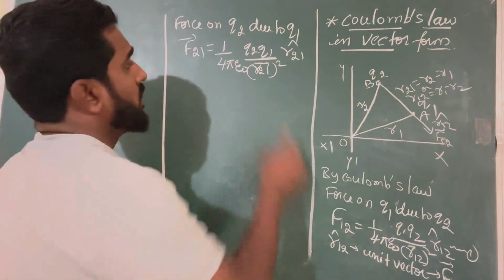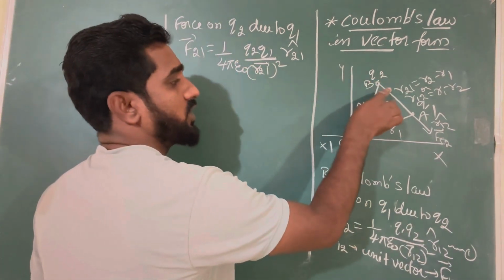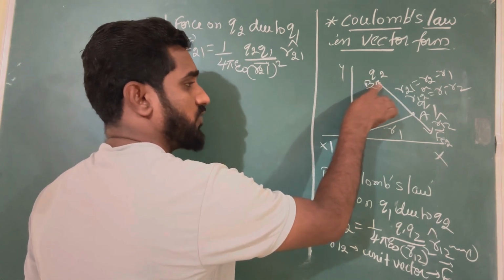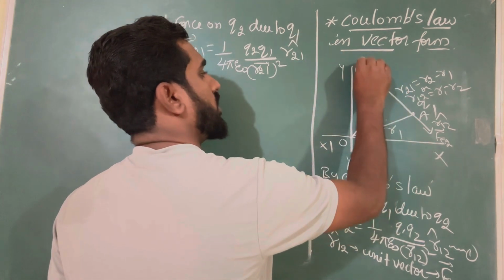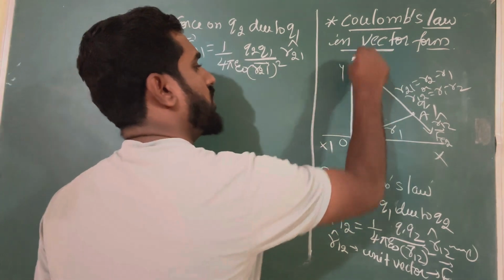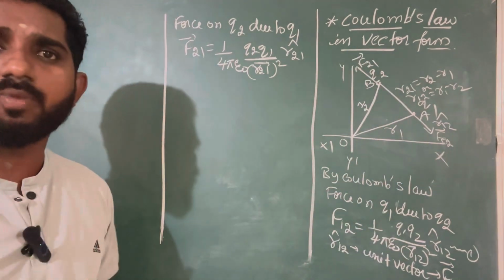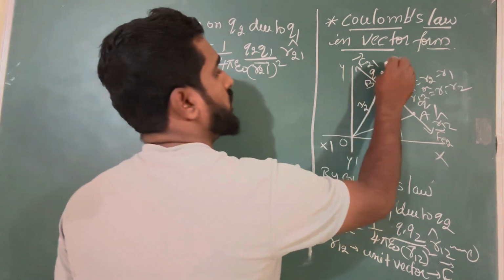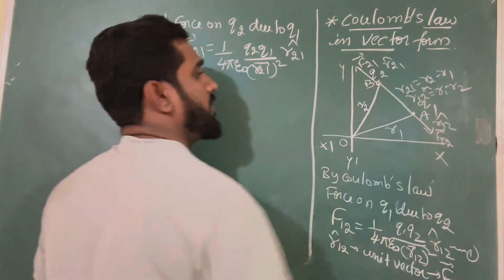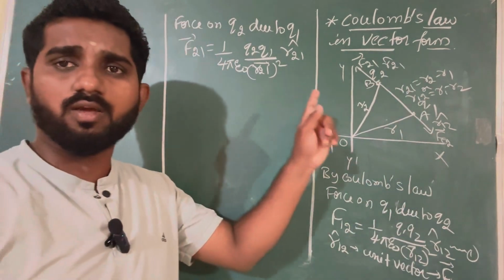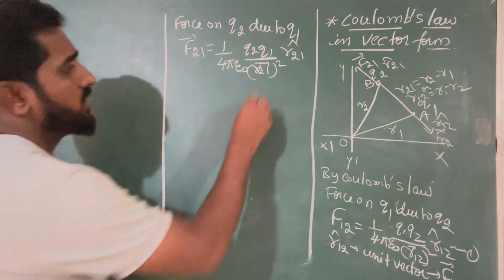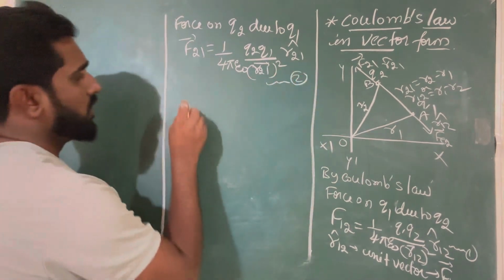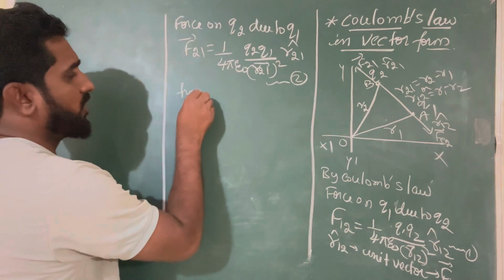Similarly, the second force, that is the force on charge q2 due to charge q1, is given by F21. It is also a repulsive force, and the unit vector is r21 cap, which is the direction of the F21 force. Okay, now this is equation number 2.